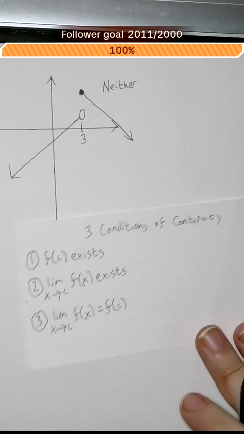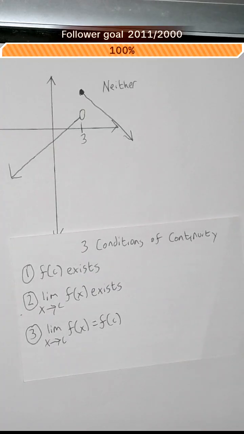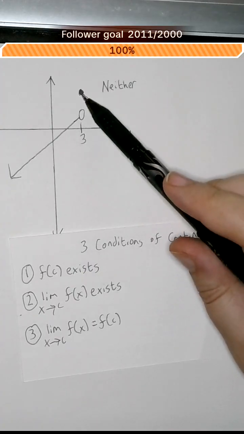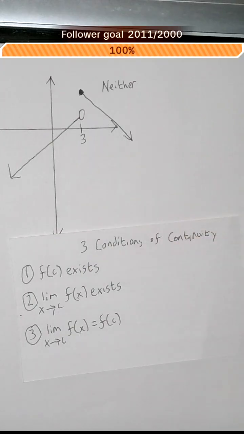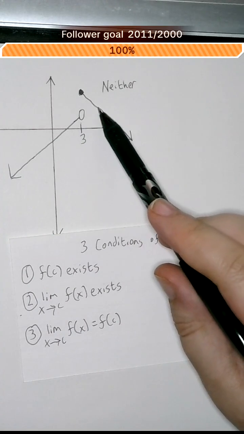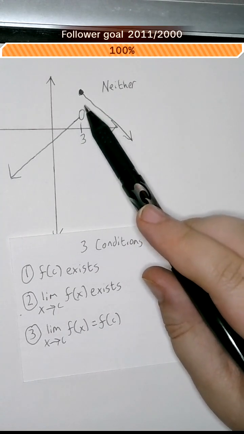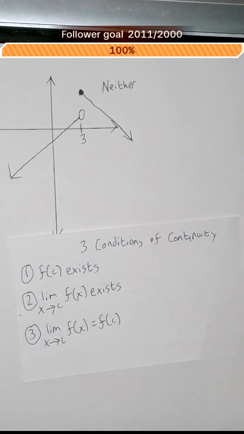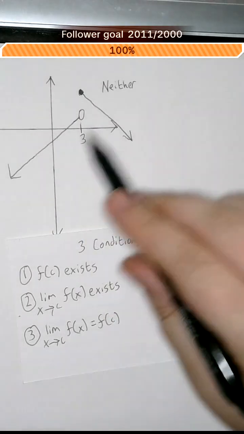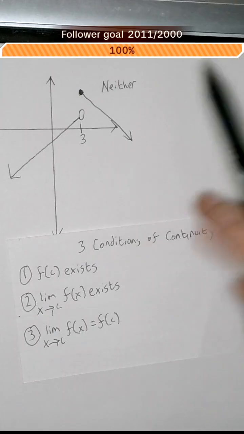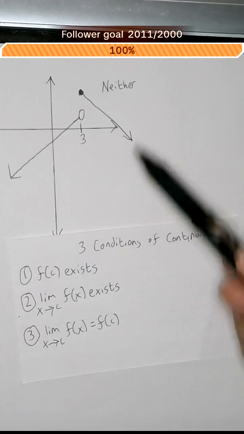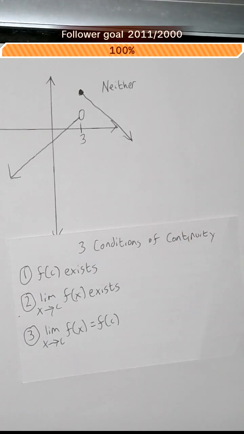So those are the three conditions of continuity. So here, does f of 3 exist? It does. Does the limit exist? Well, from the left, I approach this value, and from the right, I approach that value. So the limit does not exist. So because it fails number 2, this is automatically not continuous. And since, in order to have differentiability, I have to have continuity, that's how I got neither.